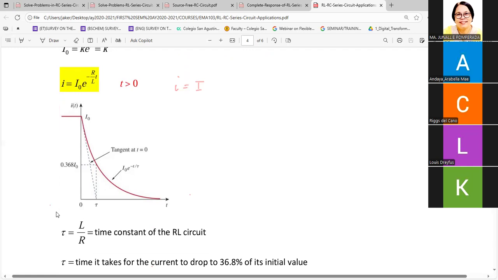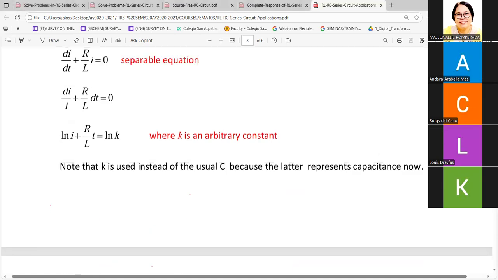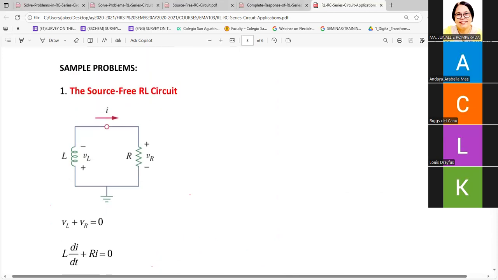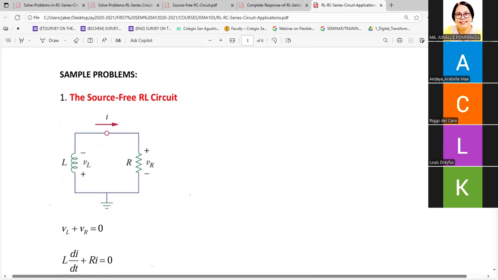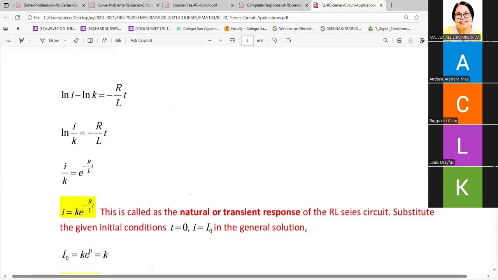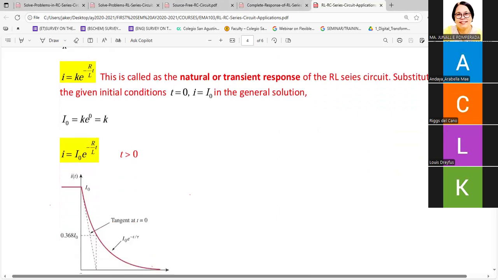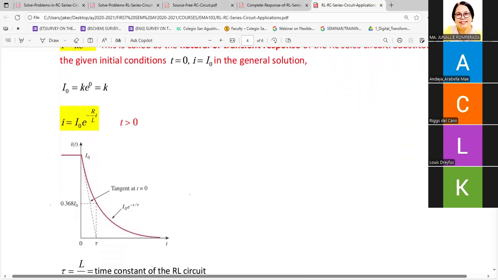Okay? So the time constant is in seconds in this case because all our time units are in seconds. Okay? So in terms of what the problem requires here, let me go back to the problem. The problem is asking for a formula that will solve for the current over time in this RL circuit without a source. So this is the formula. This is the formula that will solve for it.